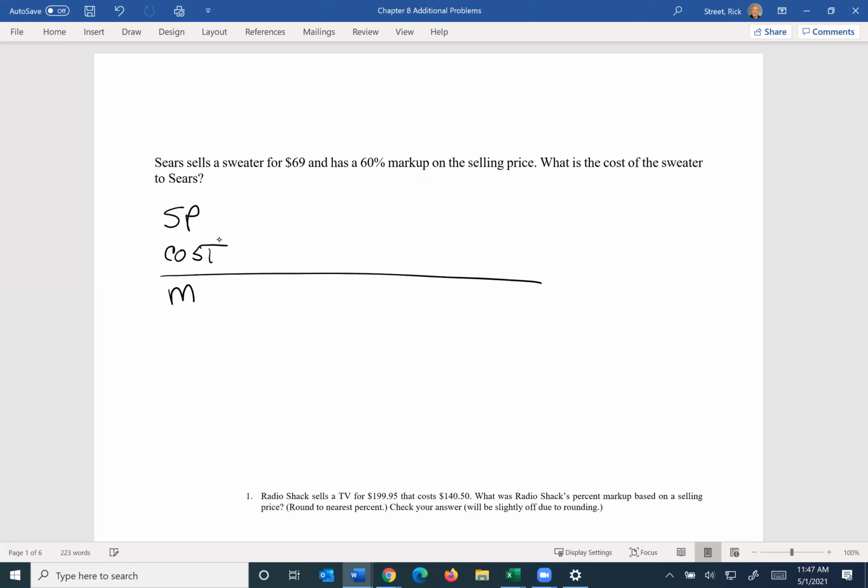Now again, I like to do this. I'll put my dollar amounts over here closest to the formula. And it says our selling price is $69. And that's going to represent 100%. Remember, when we're doing on selling price, the base is going to be 100%, 100% of the selling price. And it says that our markup is going to be 60%. So the first thing I do, I've got my calculation set up. I know now that my cost is going to be 40%.